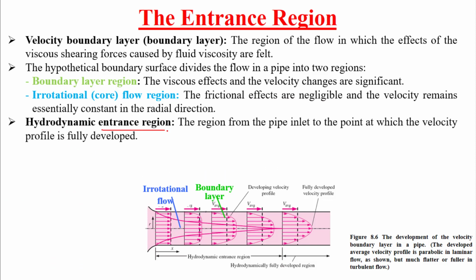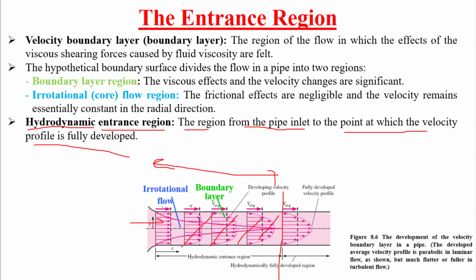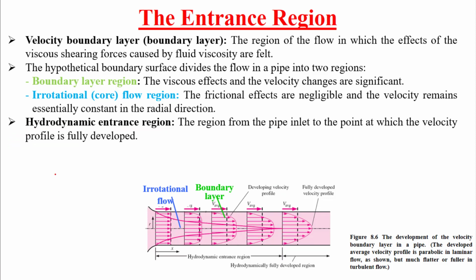Hydrodynamic entrance region. If I ask you to define it, this is the region from the pipe inlet, the entrance, to a point at which the velocity profile is fully developed. When the velocity profile is developed at this point, this region as a whole we call the hydrodynamic entrance region.